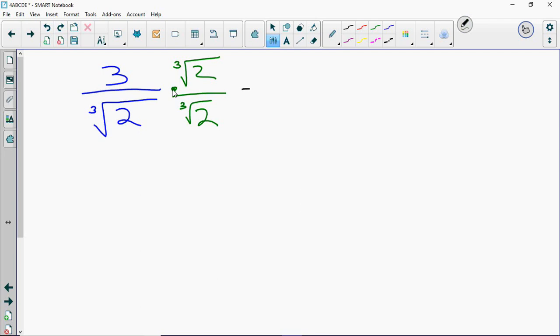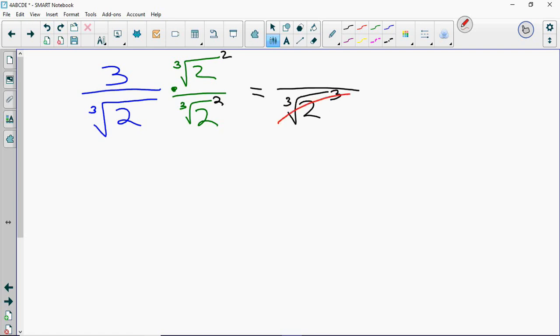Well, if we take the cubed root of 2 squared, now all of a sudden, my denominator becomes the cubed root of 2 cubed, and now the cubed root and the cube are going to cancel each other out.